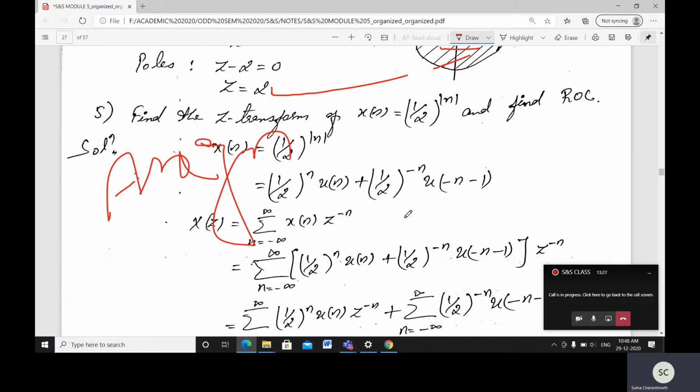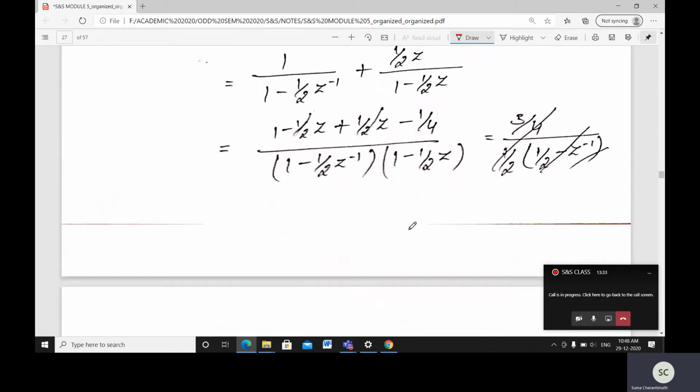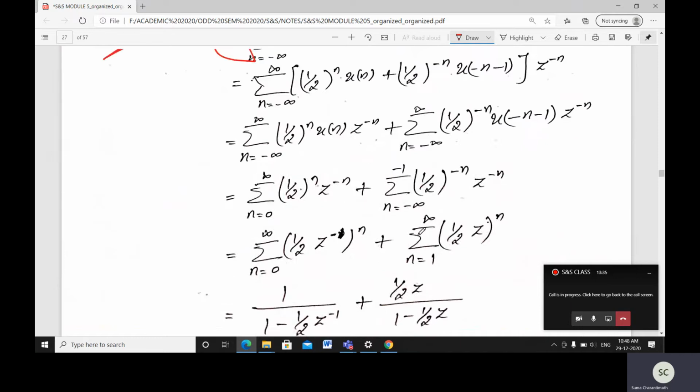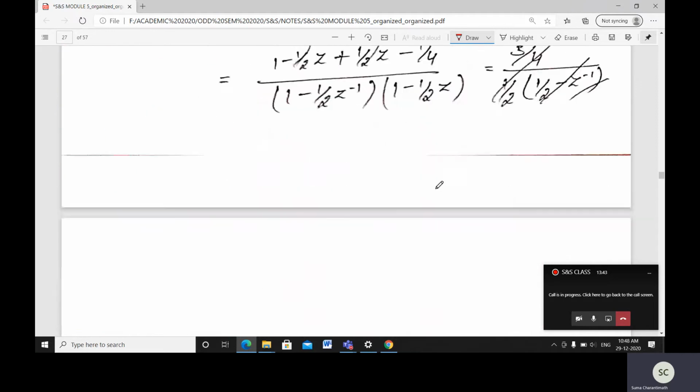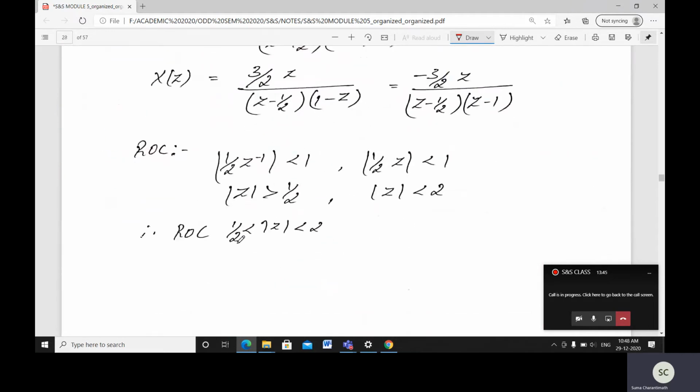We already explained this in a general form. It is the same thing, just that here a value is given instead of alpha. Alpha raised to mod of n was there; here 1 by 2 raised to mod of n is there. That's it. Go on. I hope you can do this problem.